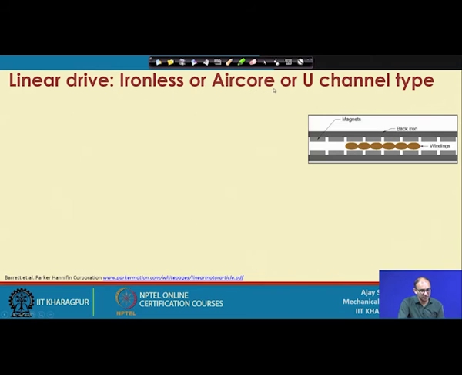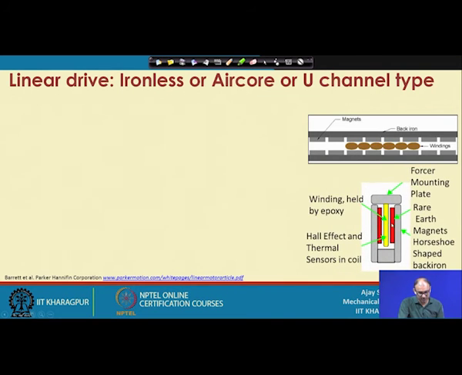The second one is the ironless or the iron core. This is the same thing, but now we have seen this cross section here. You can see these two red color parts; these are the magnets, and on top of that you put a forcer mounting plate. So, you put any object or tool here, and then it will move with such high precision.